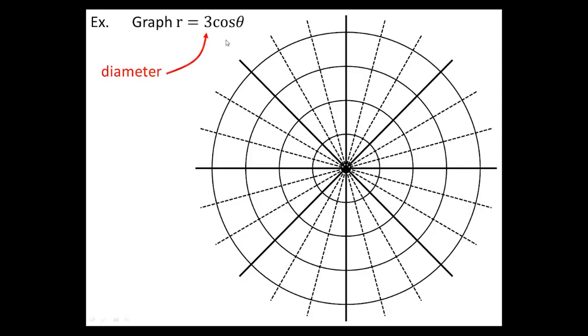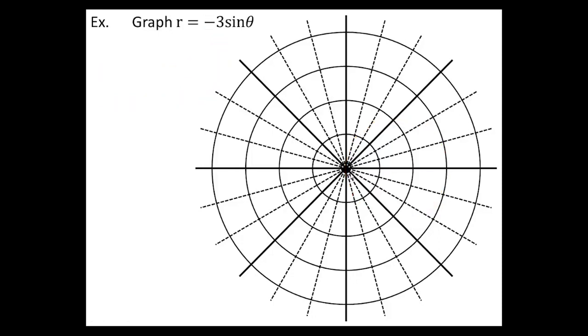the diameter of the circle, and the fact that it says cosine means it's going to be the diameter along the x-axis. So instead of wasting time plotting points, I'll just go ahead and plot a point at 3 along the x-axis, 1, 2, 3, and then I'll go ahead and draw my circle. Now remember, it's not a circle following the polar graph paper, it's a circle from 3 back to the pole at 0, 0. So here is my circle, 3 cosine theta.